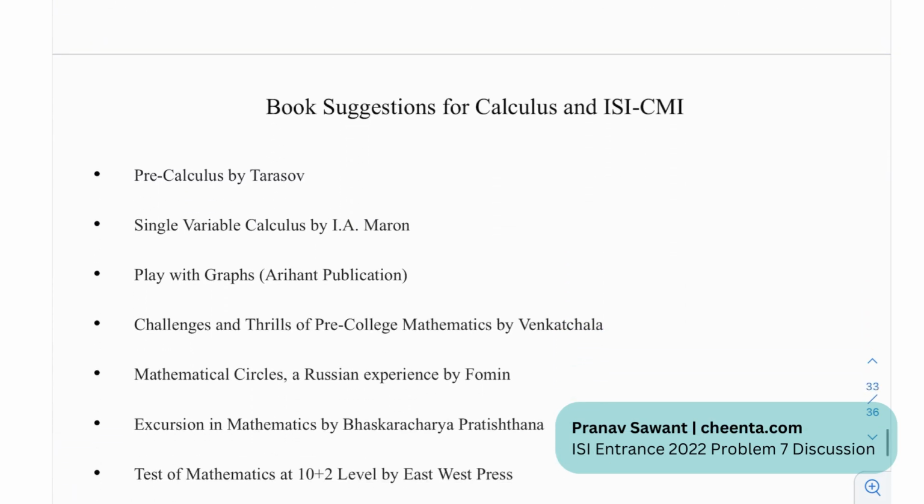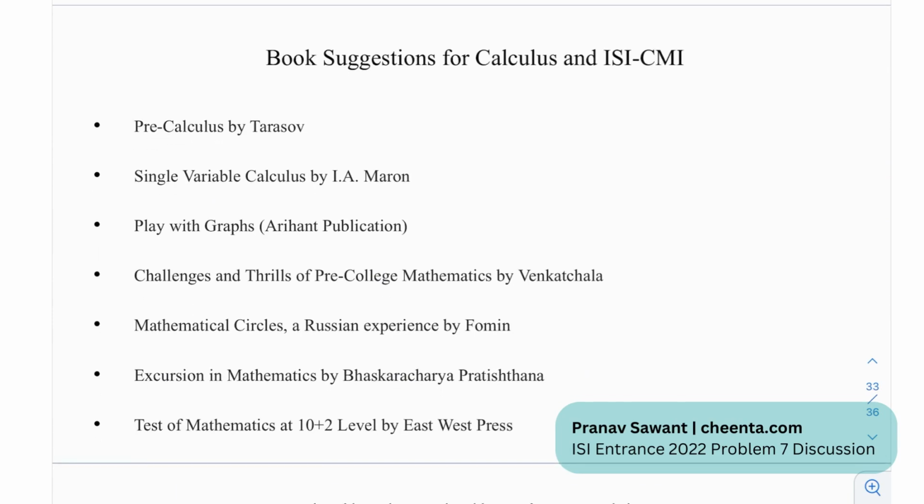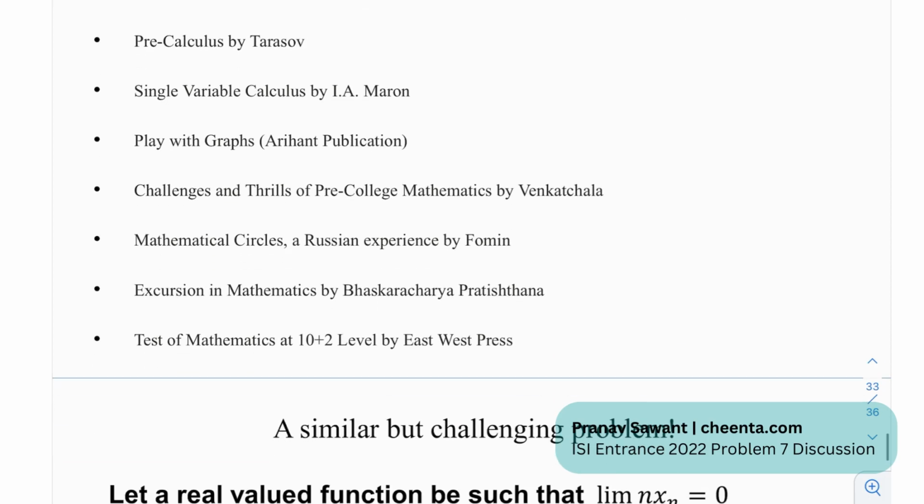Okay, so after that we have certain book suggestions for calculus and ISI CMI. We have Pre-calculus by Tarasov, Single Variable Calculus by Maron, Playing with Graphs, which is printed by Arihant Publication, Challenges and Thrills of Pre-College Mathematics, Mathematical Circles, Excursion Mathematics, and A Test of Mathematics at 10+2 level.